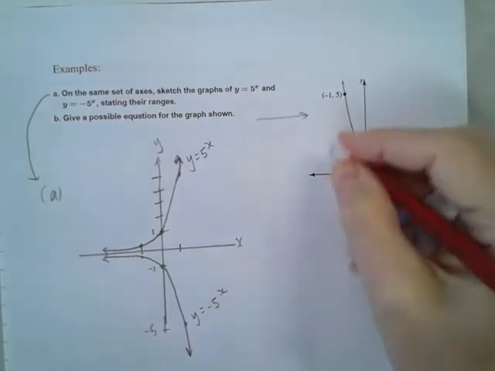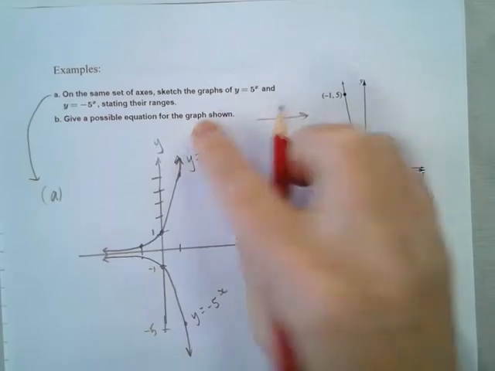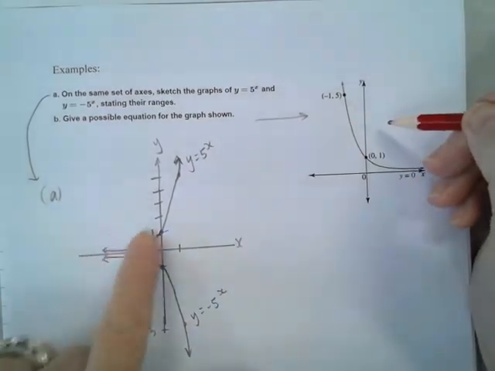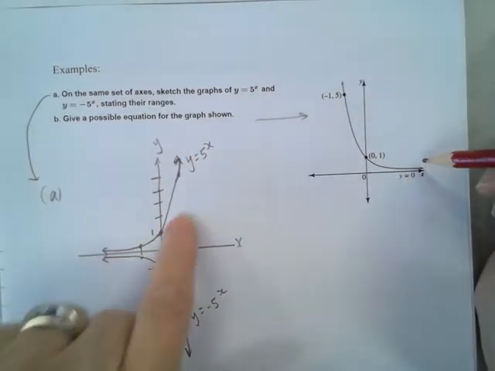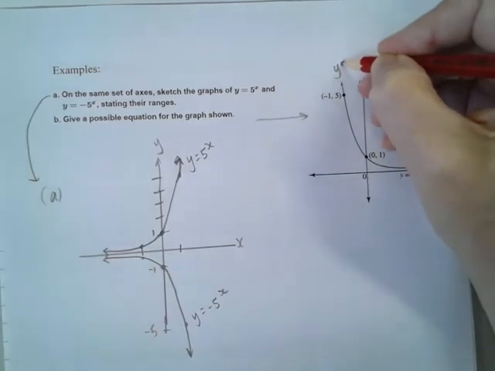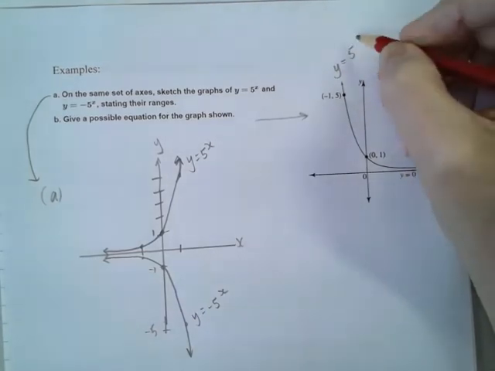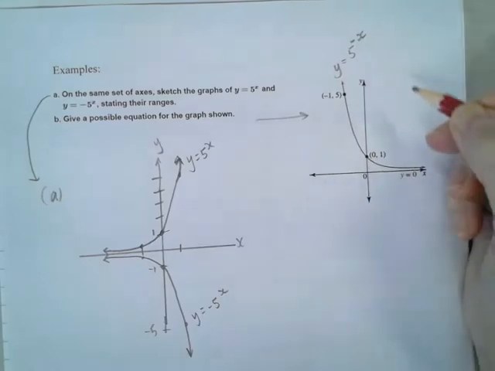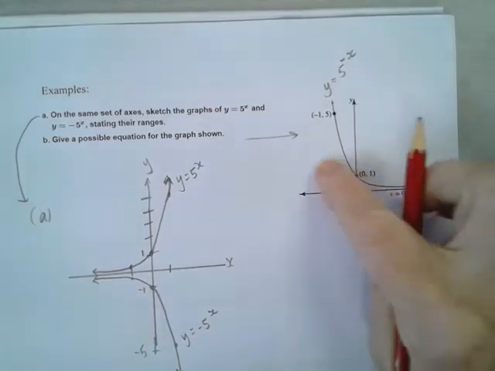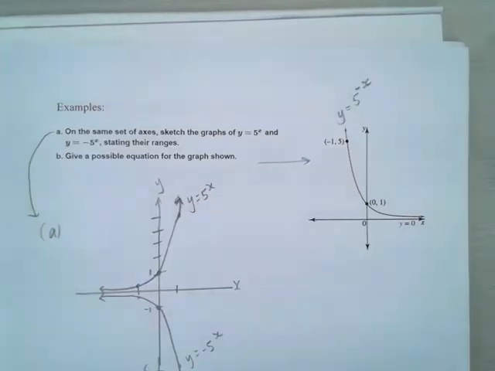Okay, B is right here, this graph, and it says give a possible equation. Well, it looks like the mirror image of this one, so I could say it's y equals 5 to the negative x. Yeah, that's that one. Mirror image over the y-axis.